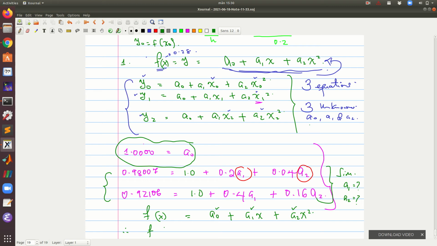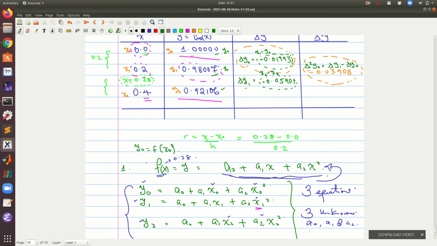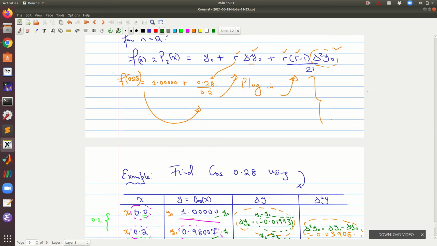Therefore, if one wants to find the value of cos of 0.28, we simply compute f of 0.28, which is a0 plus a1, which we have, times 0.28, then plus a2, which we already have, times 0.28 squared. Okay, the answer you get here and the one we got earlier should be close enough.